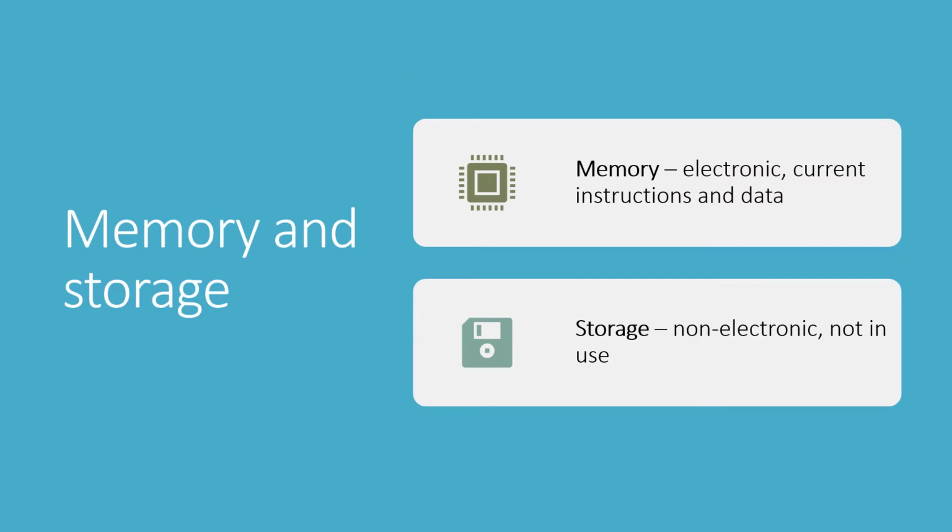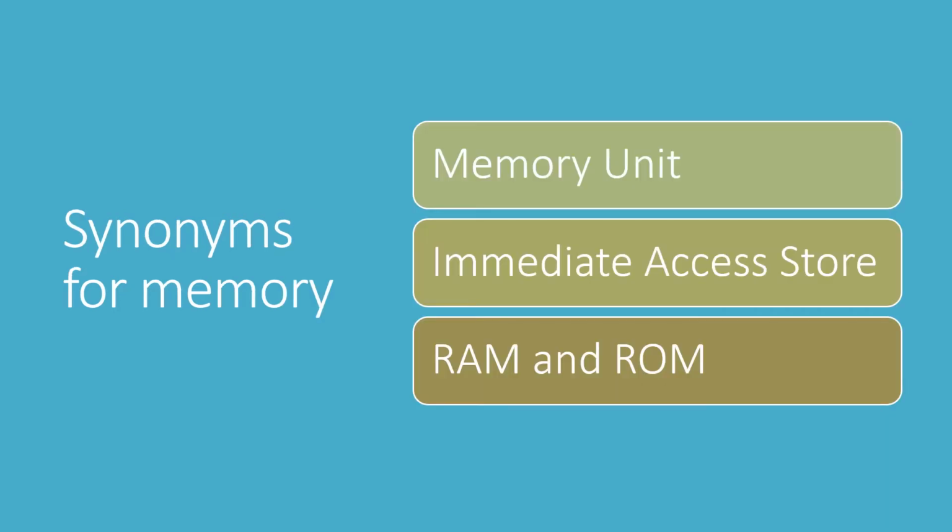Both memory and storage can hold instructions and data, but memory holds this information using electricity and storage holds the data using some other method that doesn't require constant electrical supply. The computer's memory can be called the memory unit or the immediate access store or RAM, and the small amount of additional memory called ROM. We'll look more at that in a minute.